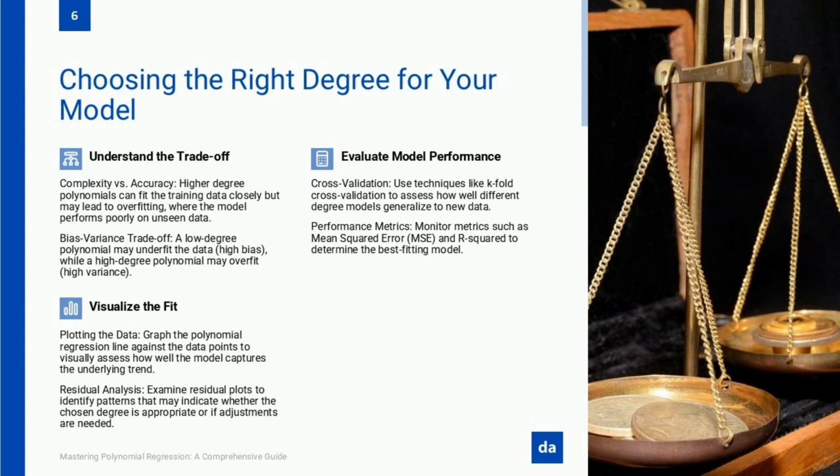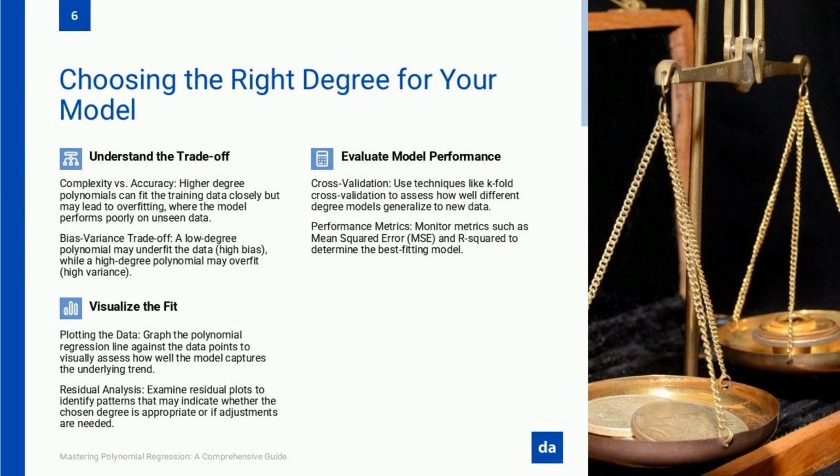The best practice is to start with a lower degree and gradually increase it while monitoring performance on both training and validation data. If increasing the degree significantly reduces training error but causes validation error to rise, this is a strong sign that the model is overfitting and needs a lower degree polynomial. If both training and validation error remain high, the model may be underfitting, and increasing the degree could help capture more patterns. In real-world applications, selecting the right degree is often a balance between interpretability and accuracy.